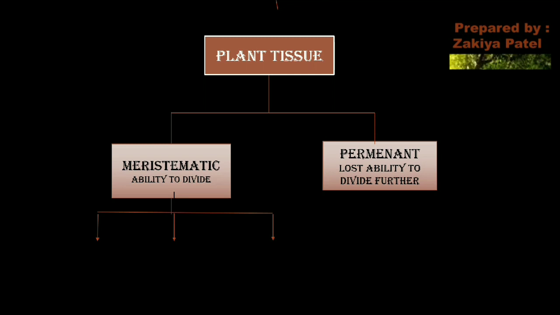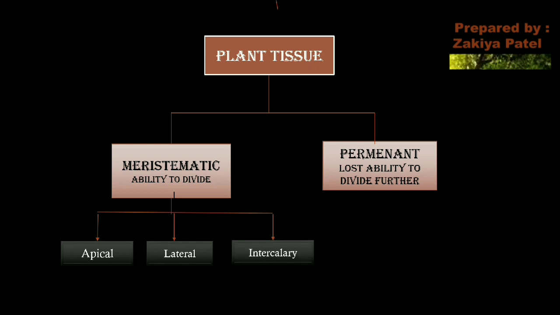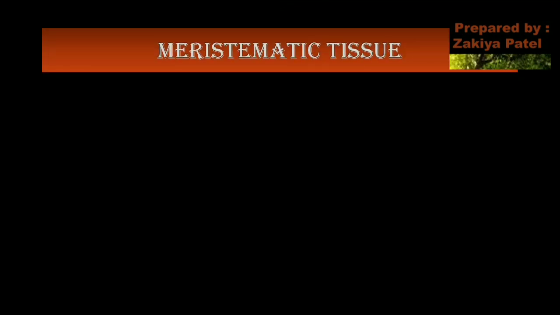Meristematic tissue is further classified into apical meristematic tissue, lateral meristematic tissue, and intercalary meristematic tissue. Now, one by one, in detail, we will learn about these meristematic tissues.